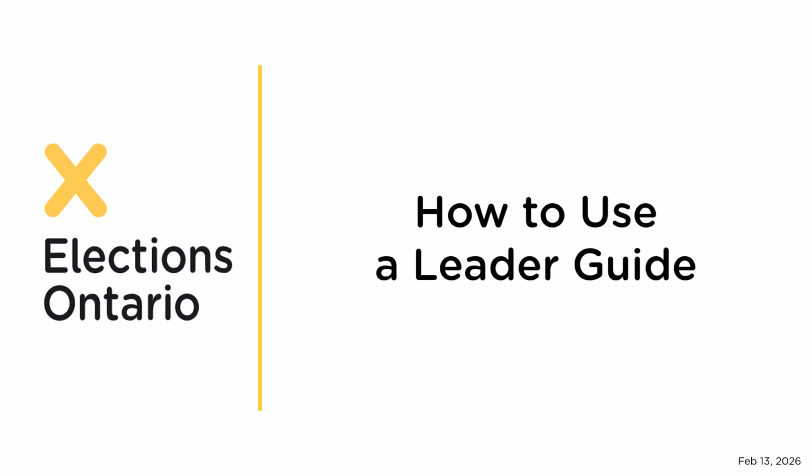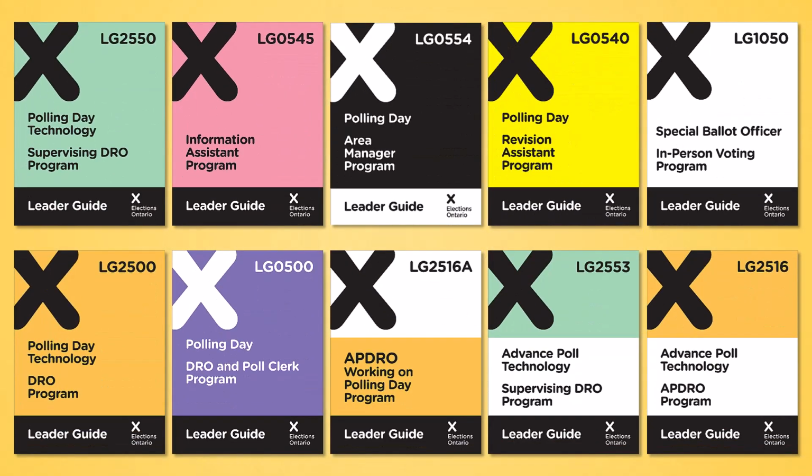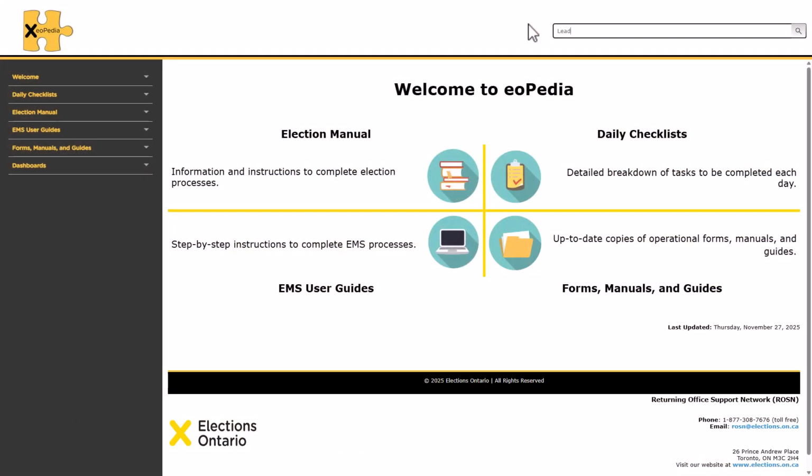In this video, you'll learn how to use your Elections Ontario Leader Guides. The purpose of the Leader Guide is to provide a master reference document to help the training officer prepare for and deliver each poll official training program. There are leader guides for each poll official program you may train, and they'll be located in your training officer binder. You can also locate the guides in EOpedia by searching for Leader Guide.